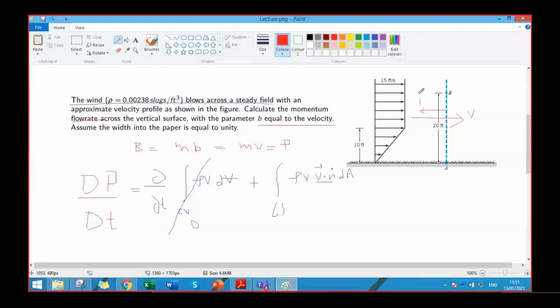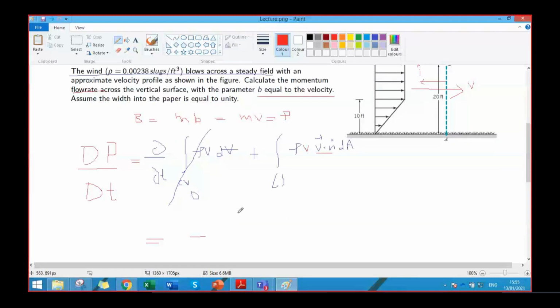So we'll write dp by dt equal to minus integral over the control surface of rho v, that is a replacement of the b, times v dA. So the integral would be equivalent to minus the integral over the control surface of rho v square dA with a negative sign. Clear? Is it clear? Yes, sir. Clear.